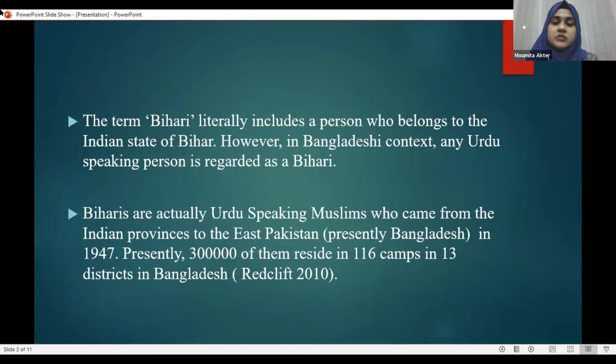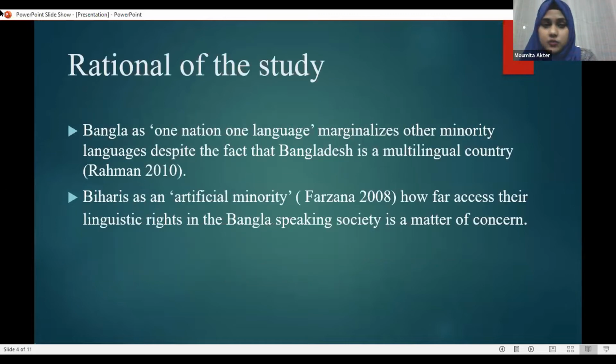And presently, 3 lakh of them reside in many camps. Probably, yes, it's written here, 116 camps across Bangladesh. Okay, so now you might have questioned why I'm doing this research and what's the necessity of doing this research. First of all, I have pointed out two reasons. Bangla as one nation, one language marginalizes other minority languages despite the fact that Bangladesh is a multilingual country.